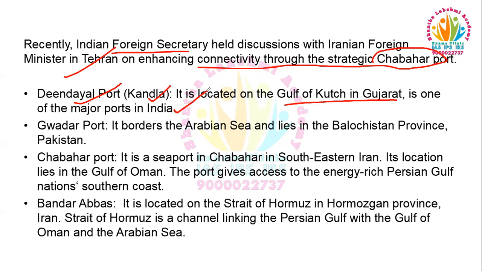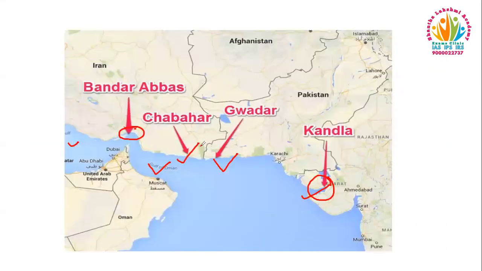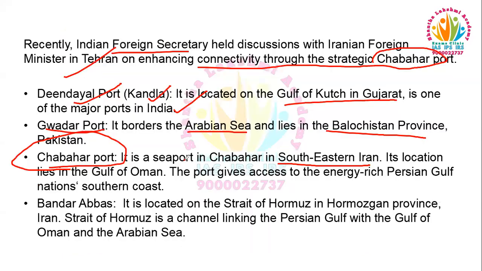Coming to the next port, that is Gwadar Port. It borders the Arabian Sea and lies in Balochistan province, Pakistan. Then we have Chabahar Port. It is a seaport in Chabahar in southeastern Iran. Its location lies in the Gulf of Oman.